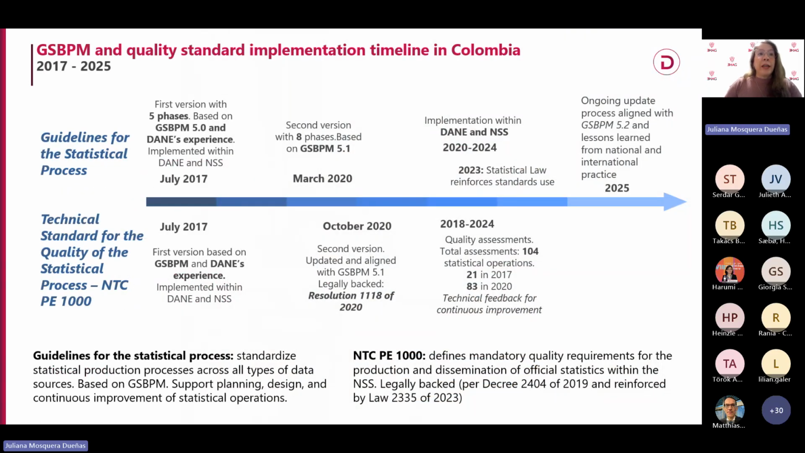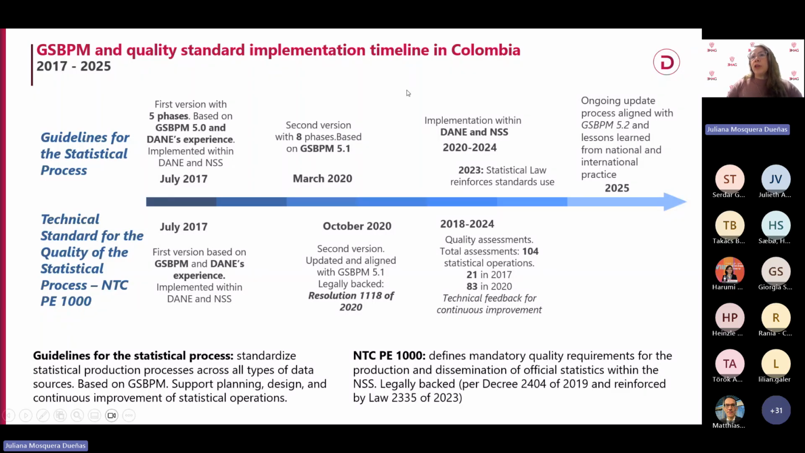Our technical standard for the quality of the statistical process was also adapted following that version. Then in 2020, we had a second version with 8 phases based on GSBPM 5.1. Accordingly, our technical standard was adapted, aligned with GSBPM 5.1. It is important to notice that the technical standard, or NTC as we call it, is legally backed. We call it norma, but it includes a lot of quality requirements that statistical operations have to meet in their statistical process. So it's really important to promote quality within the process.